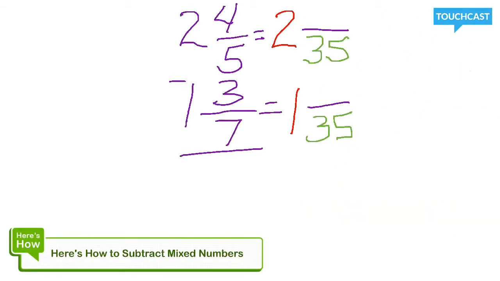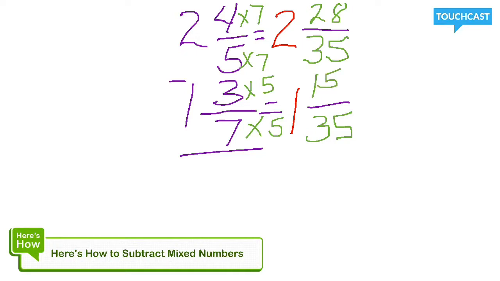So I've set it up with the new denominator of 35, and you can see that I have transferred my whole numbers over so I don't forget to subtract those as well. Now I need to remember to multiply to find out what my new numerator is going to be. So I'm going to start with the top and I say 5 times 7 is 35. So 4 times 7 is 28. And then I do 7 times 5 is 35. So 3 times 5 is 15.